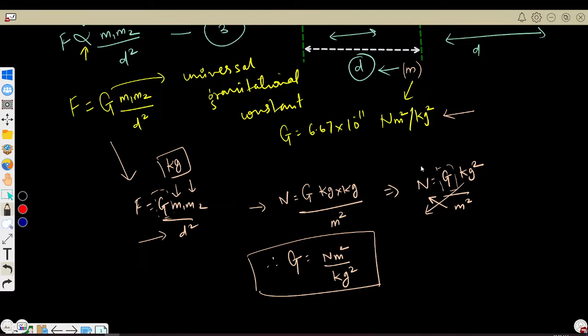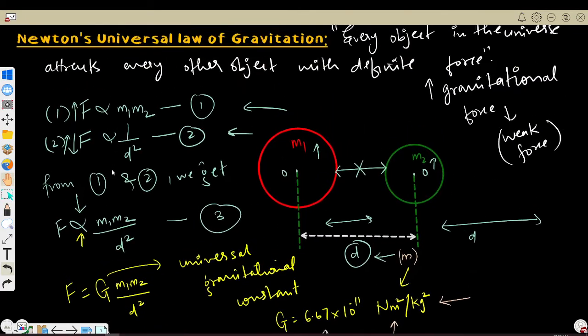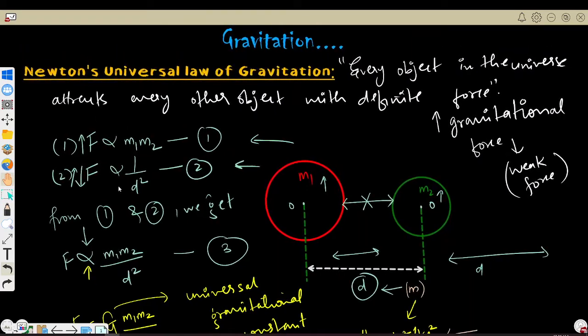This can be asked in a 1 mark MCQ: what is the exact value of capital G and what is the unit. So in any way, it's up to you. Whichever method is easier for you, go with it. So now again I'll repeat the law. This is very important. A derivation can come for 2 marks.